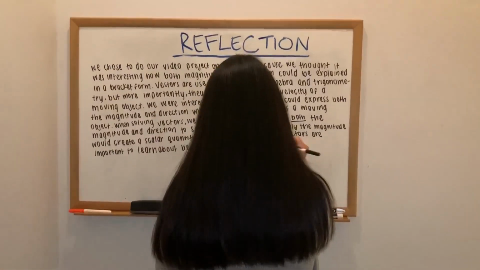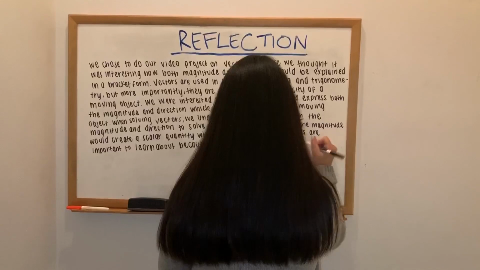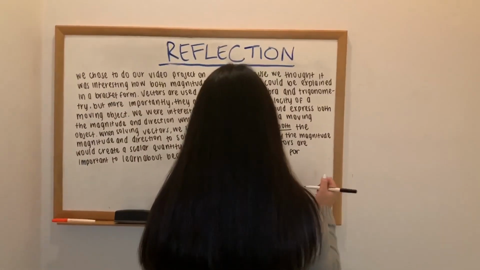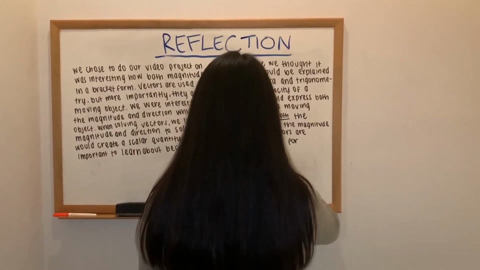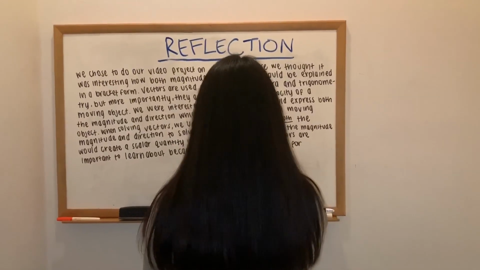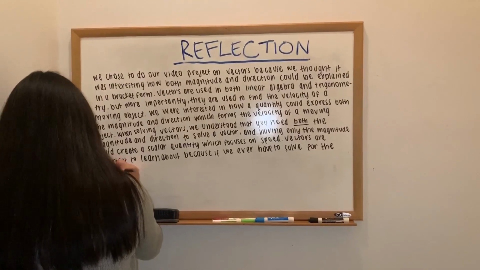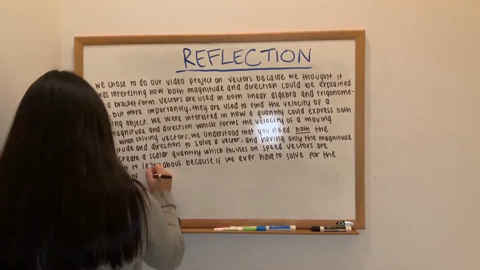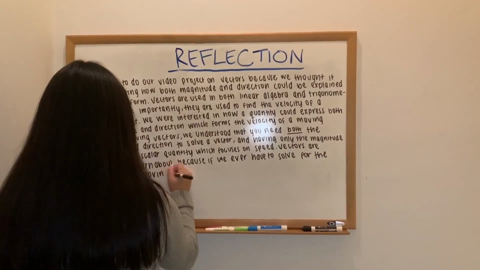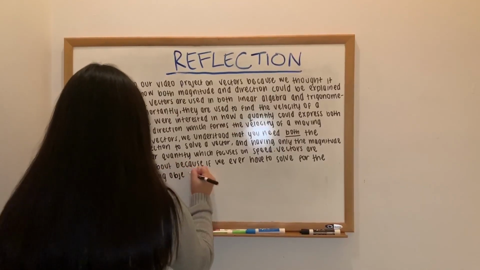We chose to do our video project on vectors because we thought it was interesting how both magnitude and direction could be explained in a bracket form. Vectors are used in both linear algebra and trigonometry, but more importantly, they are used to find the velocity of a moving object. We were interested in how a quantity could express both the magnitude and direction, which forms the velocity of a moving object.